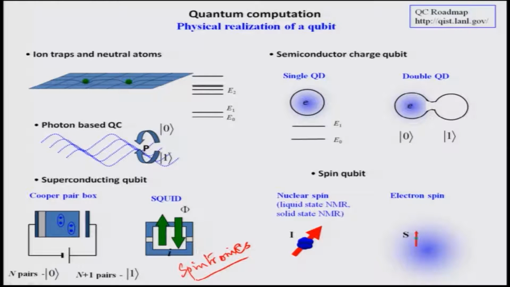As we discussed in the last week, the semiconductor charge qubit was also the case where we used a single quantum dot, where the energy states of the quantum dots played a role. If double quantum dots were used, then they gave rise to 2 qubit conditions. The spin qubit has been very effective in terms of being either a nuclear spin, which has been addressed in terms of liquid state NMR as well as solid state NMR, or the electron spin, which has been utilized in many applications also.